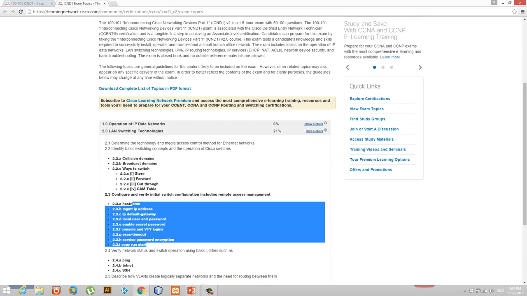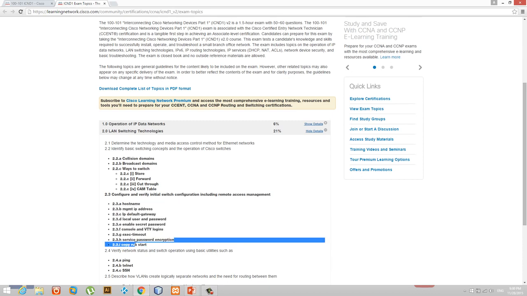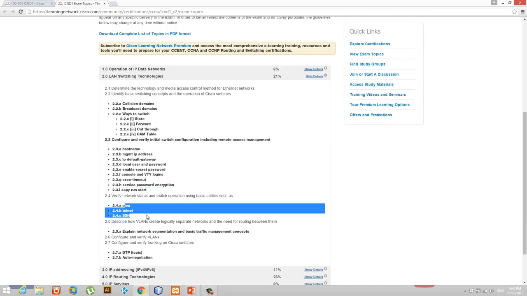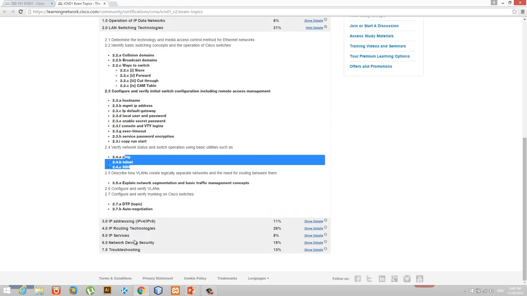Maybe some of them we did not. Service password encryption, I don't know if we did, but I will come to it. Enable secret, we discussed this. Ping, telnet, SSH, we definitely discussed that as well. So you can look through this. There are topics that you would find that we have done, and there would be topics that we haven't done.